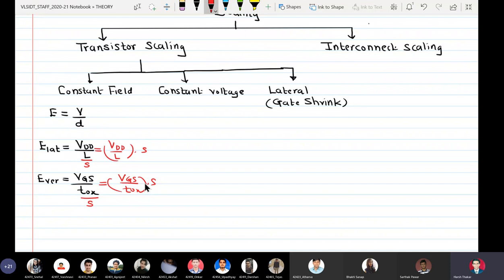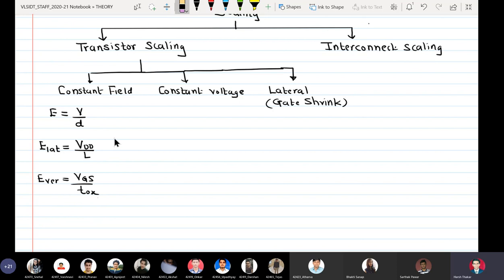That is why in constant field scaling, I make sure that my E lateral and E vertical remain constant. That means I have to also scale down VDD by S and VGS by S. In that case, my field will remain constant. So understand that constant field scaling is a kind of scaling wherein I ensure that all the electric fields present inside a MOSFET remain constant.